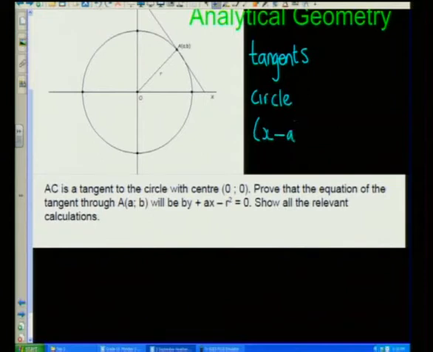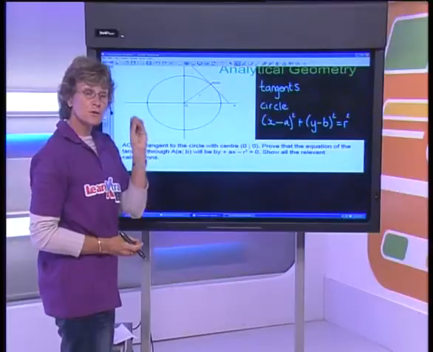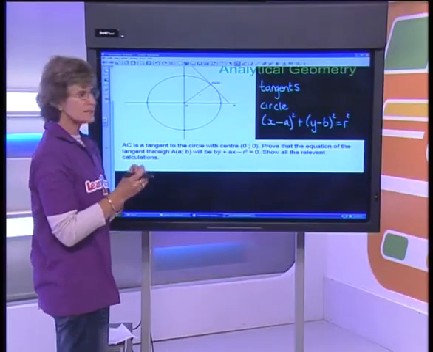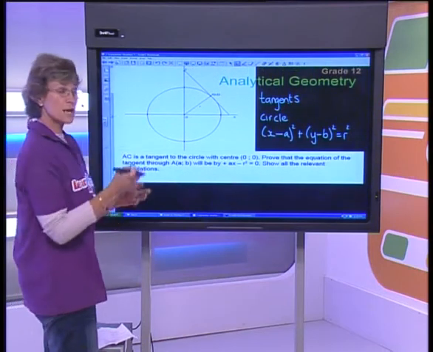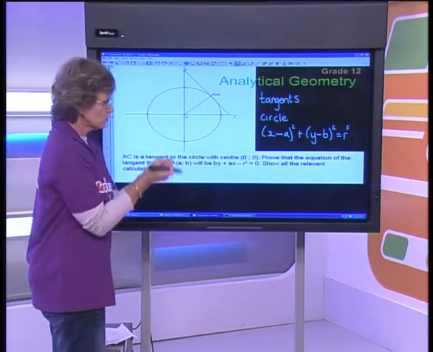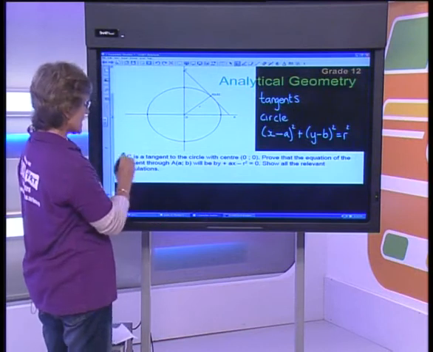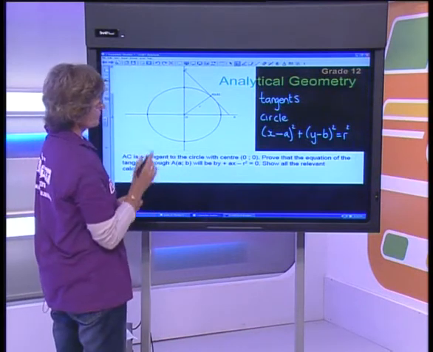(x minus a) squared plus (y minus b) squared is equal to r squared. Now, this is not such a difficult question. It looks quite difficult, but it's really one of those questions where if you just go with what you know, you'll be fine. So AC is a tangent to the circle with the center 0, 0.